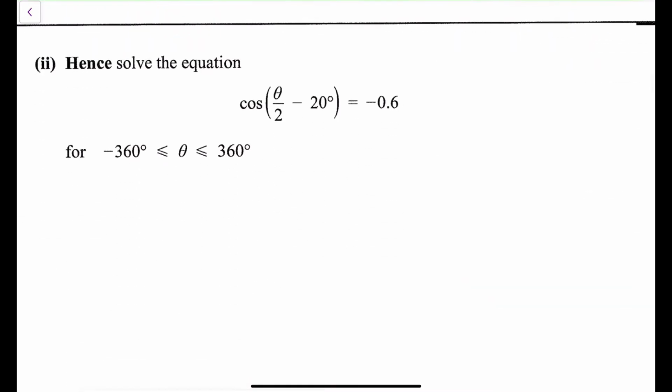Okay, right. Next one says, hence solve. And they've done the same thing, except they've changed the angle. So the first thing we're going to do is change this. So underneath my theta, I'm writing theta over 2 minus 20. And you have got to think then, how do you get from theta to theta over 2 minus 20? So what you do, and the order is important, you divide by 2 first, and then you take away 20. So if you do 360 divided by 2, you get 180, take away 20, you get 160.